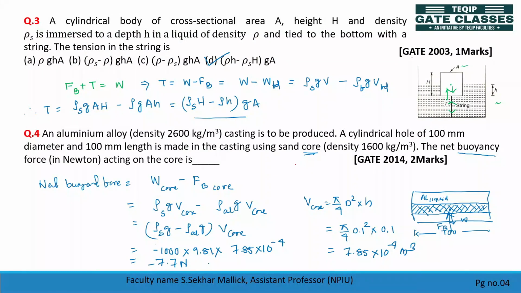This minus means direction is upward, right? Here net buoyant force is upwards. So we take weight direction as positive, that's why buoyant force direction is coming as negative. So fine, minus is negative. So only the magnitude is 7.7 Newton. So net buoyant force is this much. Understood? Can you move to the next slide?